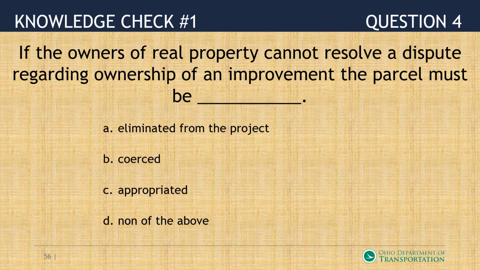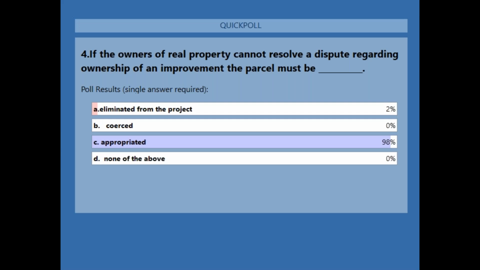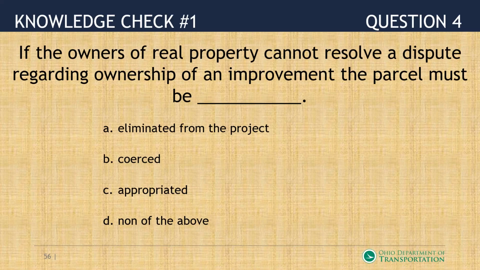All right, I'm going to close it and share. All right. 98% said appropriated. 2% said eliminated from the project. As long as no one said coerced, we're okay. Wouldn't it be nice to just eliminate problems from the project? All right, so yes, the correct answer is that it would be appropriated.